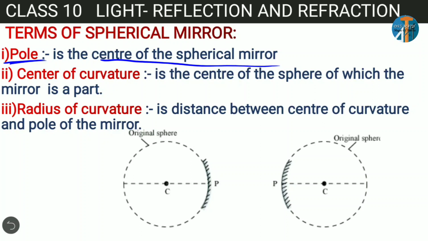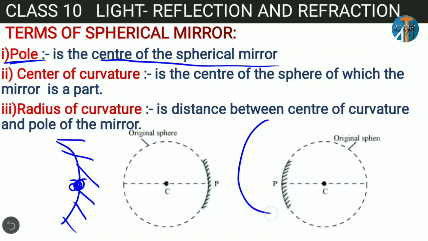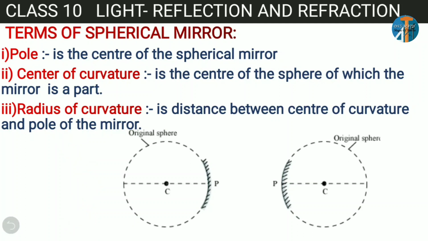Look here, if I consider a mirror like this, which type of mirror is it? Curved inwards, so it is concave. The mid part, the center of the spherical mirror, or if I consider a convex mirror, the center part of this spherical mirror, we call the pole of the mirror. I think that's clear, right? The next one is the center of curvature.